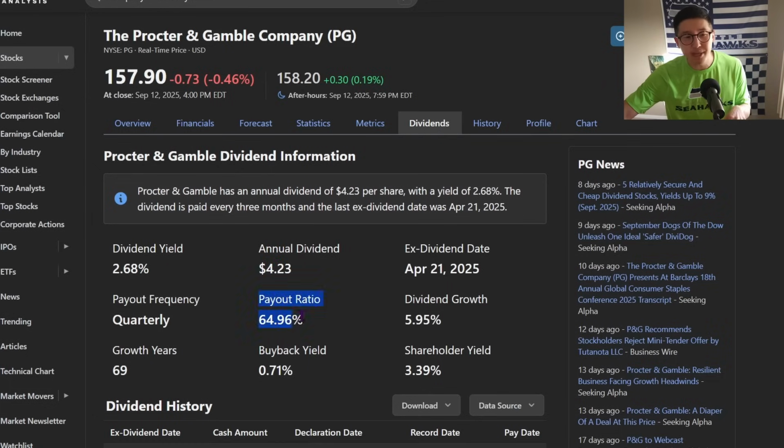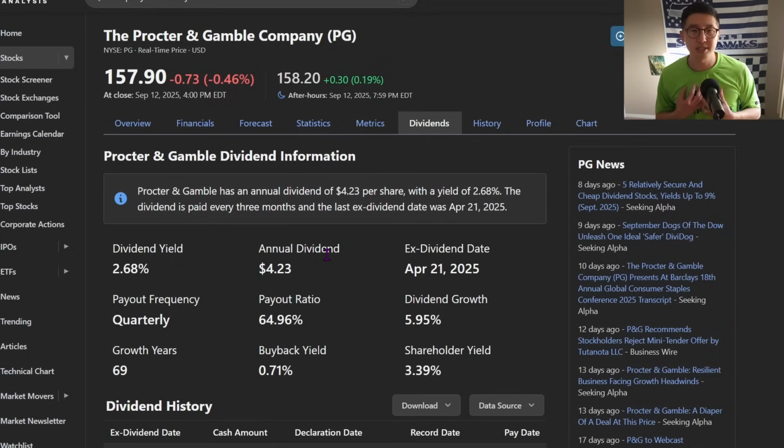Now, how is the dividend payout ratio defined and calculated? You derive the dividend payout ratio by taking the earnings per share, also known as the profits per share, and dividing it by the dividends per share that's paid out. In this case, it's $4.23.